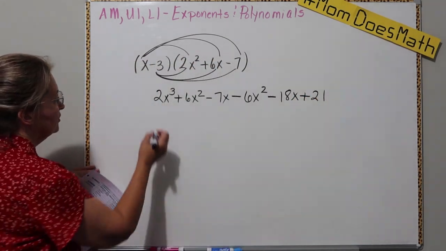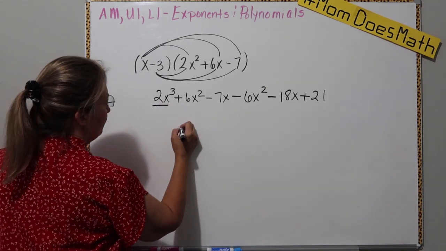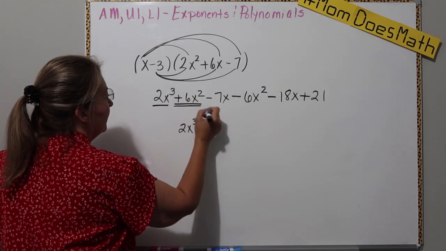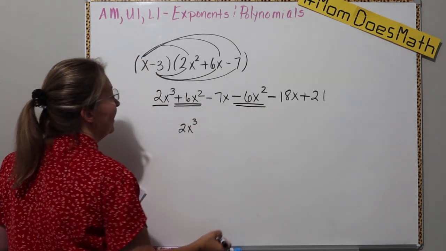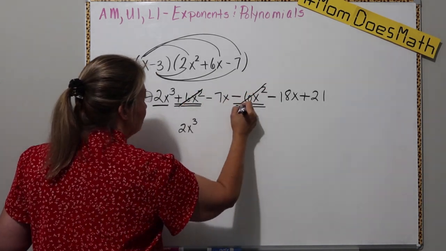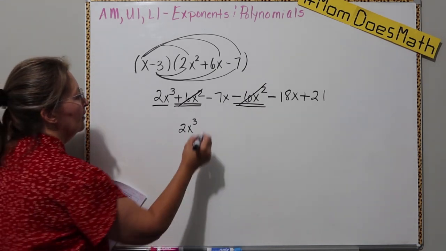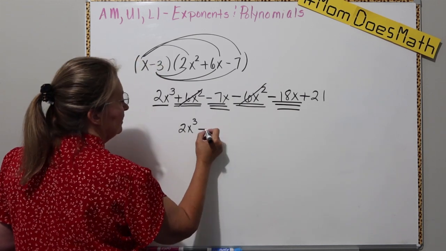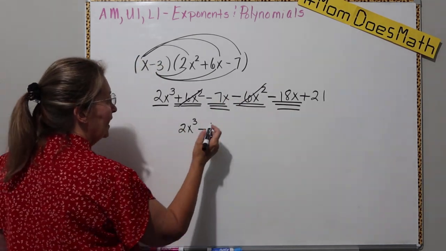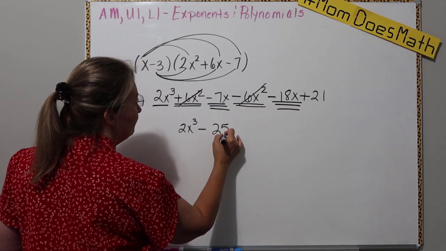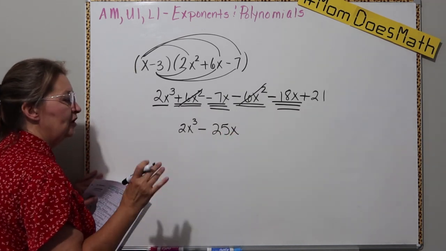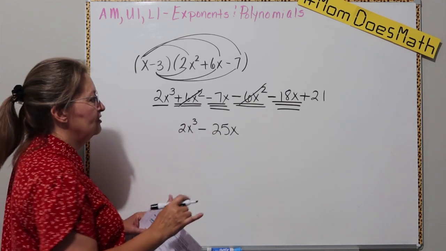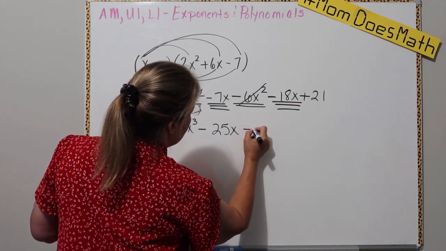Okay, let's combine terms. There is no more x to the third terms, so it's going to stay like it is. I can combine a plus 6x squared and a minus 6x squared. They're actually just going to cancel out. All right, minus 7x minus 18x. Since the signs are the same, you add and keep the sign, so that's negative 25x. Remember, when you're adding and subtracting, you use exponents to match, but you don't change them. And then our last term down here is the plus 21.